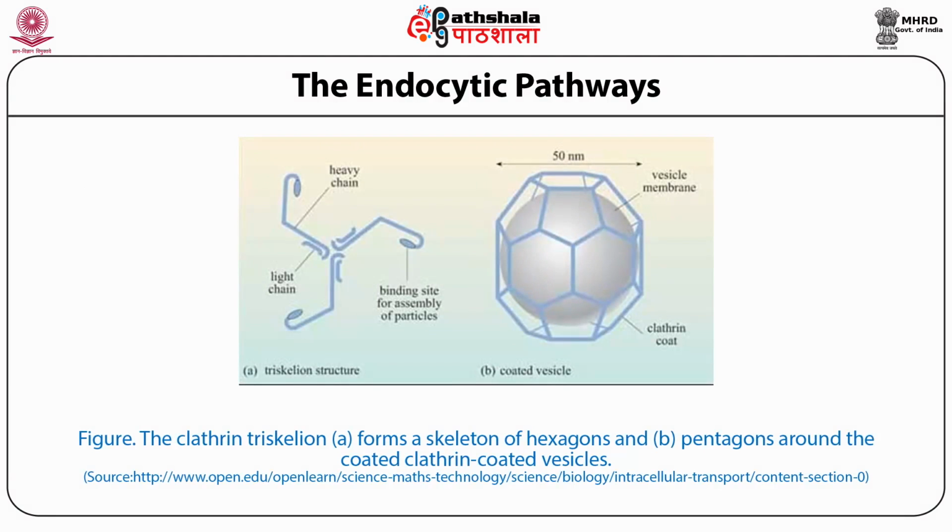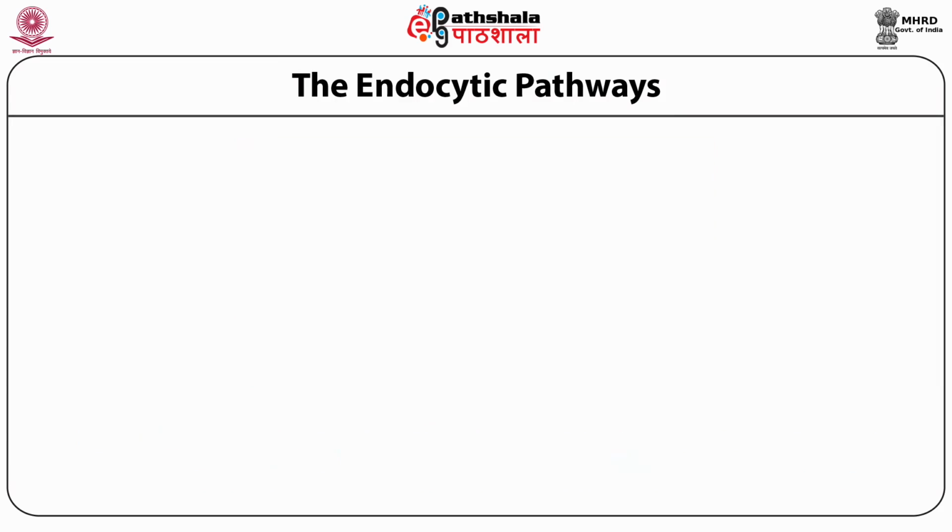This figure shows a clathrin triskelion which forms the heavy chain and the light chain in the form of a hexagon, and the B structure shows a pentagon around the clathrin-coated vesicle.